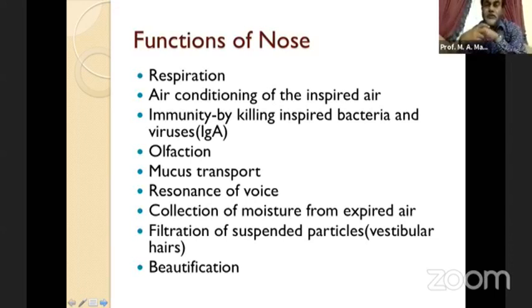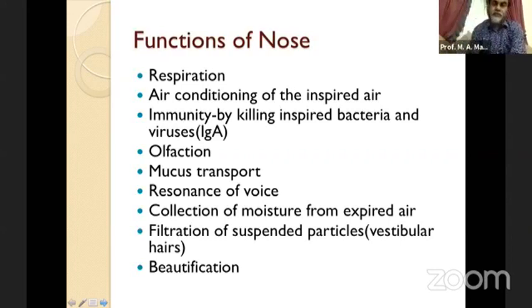Now, what are the other functions of the nose? Immunity. That means the nasal secretion contains immunoglobulin A, IgA, which can kill the inspired bacteria and viruses. So this is one of the functions of the nose: immunity. Another important function of the nose is, as you know, smell. It is the organ of smell, or olfaction. What about the other functions? It gives resonance of voice, because if the nose is blocked, our quality of speech is disturbed or hampered. If you close your nose and start talking, it seems that some ghost is talking, like a robot is talking. So the nose gives quality of voice, or resonance of voice.